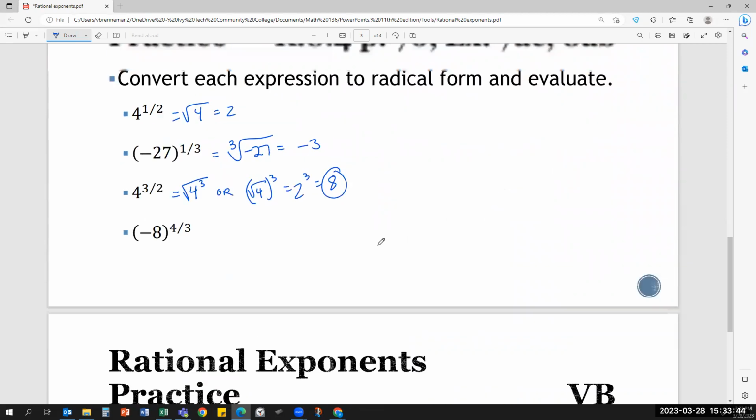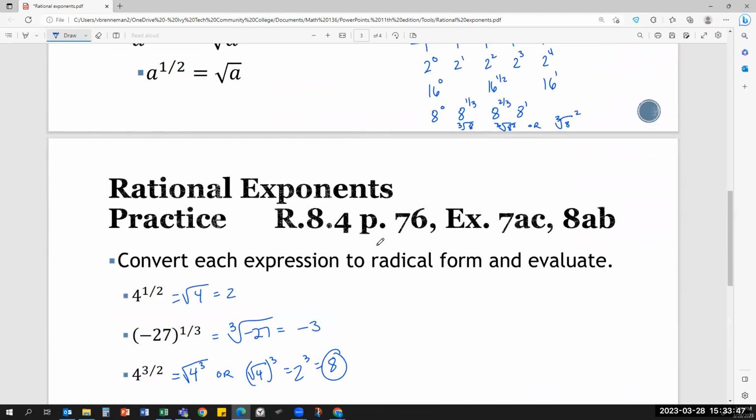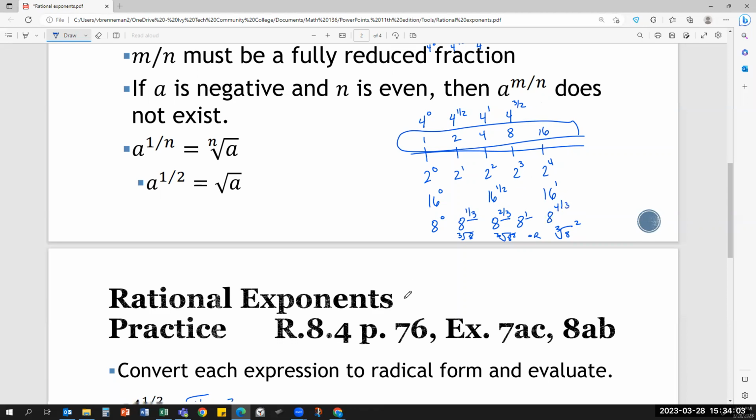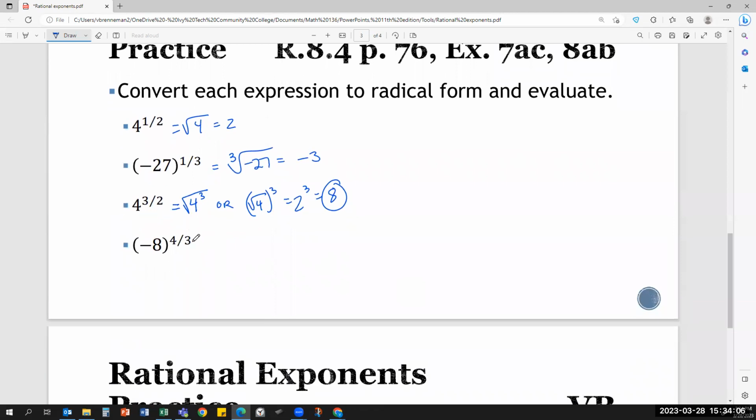Right, negative 8 to the 4/3. Just looking at positive 8, we had 8 to the 0 was 1, 8 to the 1/3 was 2, 8 to the 2/3 was 4, 8 to the 1 or 3/3 was 8, and 8 to the 4/3 would then be 16. But how does that work with applying this rule? So for negative 8, this would be the cube root of negative 8, to the 4th power. The cube root of negative 8 is negative 2. Take that to the 4th power, and it actually comes out positive 16.